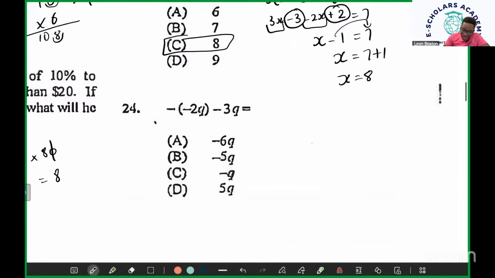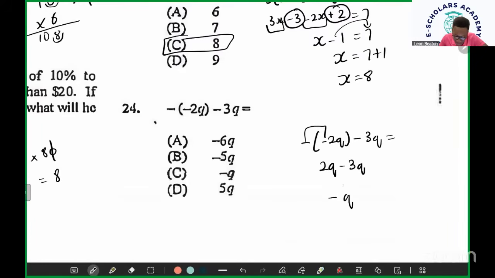All right, this is a nice one. Negative of negative 2q minus 3q is equal to. So the negative of the negative 2q, the two negatives will turn into positive. So this will be 2q minus 3q. This is simply 2 minus 3, which is negative 1q, which is the same as negative q, which is C.